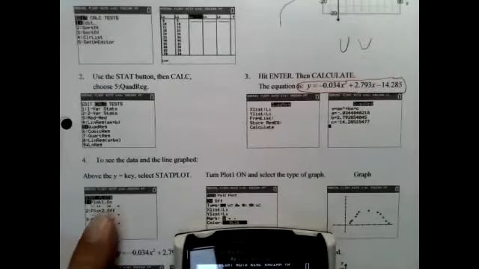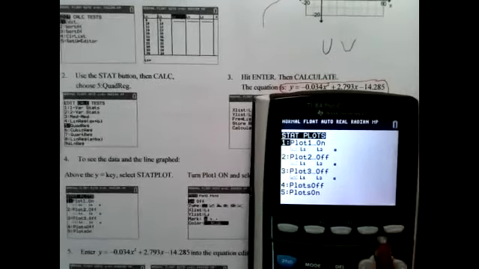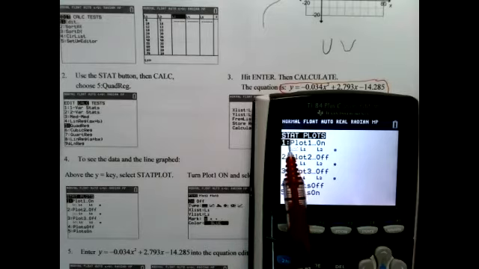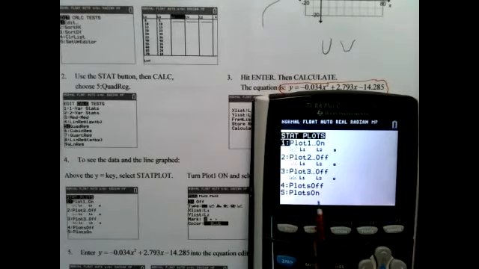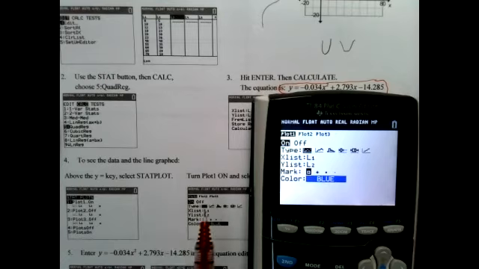And let's keep going with this. Above the Y equals, excuse me, second Y equals, my apologies. Second Y equals, I get stat plot. And again, I want to plot it with one graph. I don't need multiple graphs. One graph, and I have L1 and L2, which is what I want. I hit enter. I want to do all of the points. So it's on all of the points in blue. I hit enter.